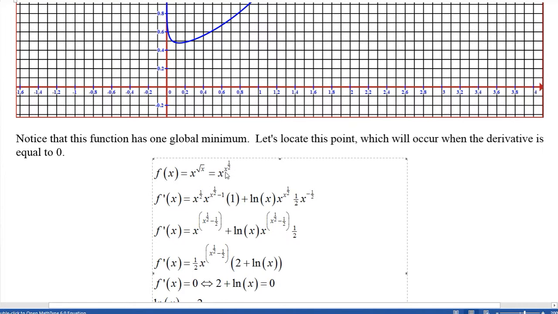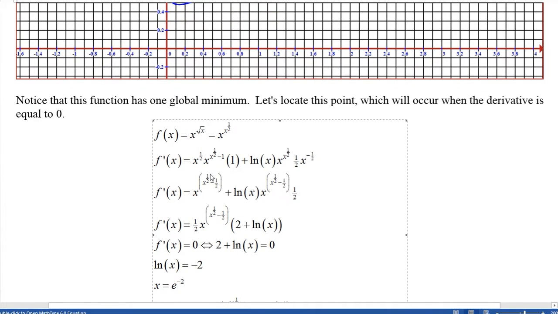So first of all, you treat it like a power function. You take the power down front, which is x to the 1/2. Then you take the original function, but subtract 1 from the power. And then you multiply by the derivative of the base. So derivative of x is 1. Plus, you treat it as if it were an exponential function. You take the logarithm of the base, log of x, times the original function, just like it is, times the derivative of the power. The derivative of the power is 1/2 x to the negative 1/2.